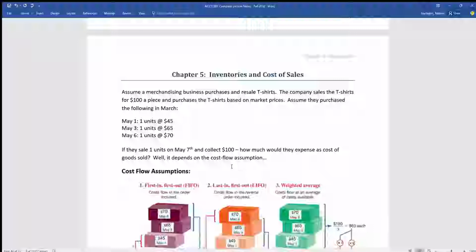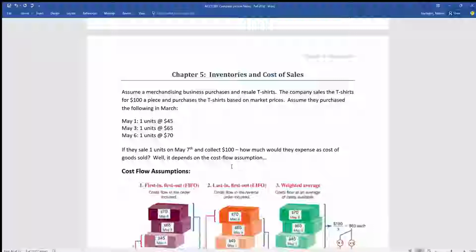We're going to go with an example of a t-shirt company. The company sells t-shirts for $100 a piece, and they assume the following purchases. Now, since we're tracking inventory, not all inventory is going to be the same price. In Chapter 4, we had that scenario where all inventory costs the same. Here, we actually have specifics, and we're going to deal with the sale of these inventories the way they go.